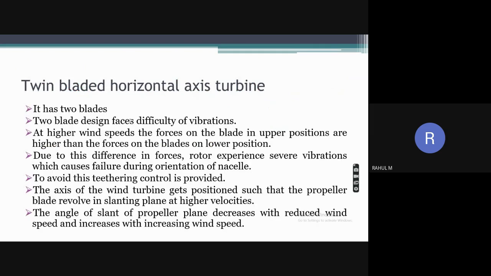Right. And the properties of this twin blade horizontal axis turbine is this. It has two blades. The issue with this one is vibration.